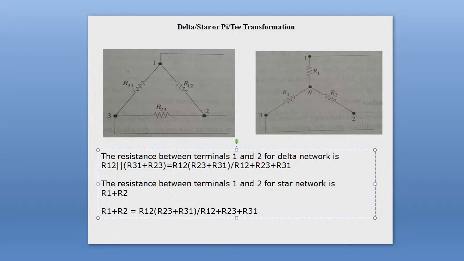Similarly, you can calculate the terminal resistance for terminals 2 and 3 for delta network: R12 into R31 divided by R23.